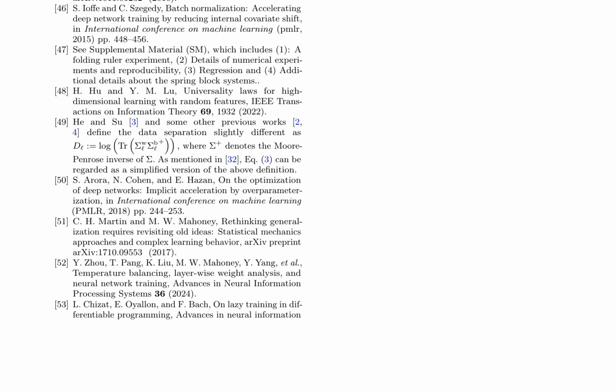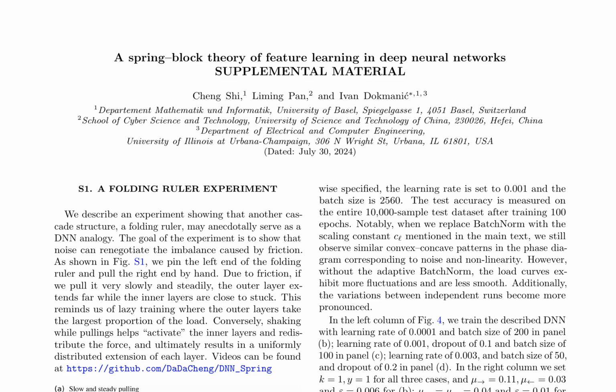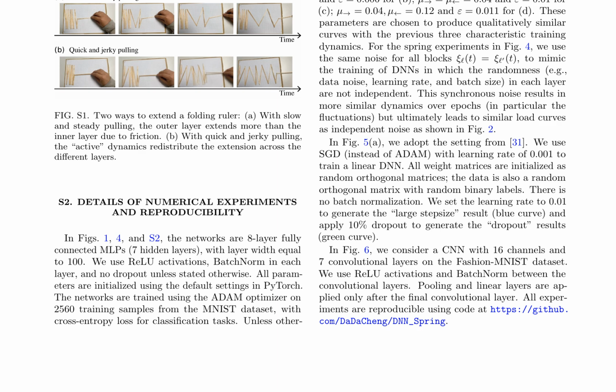This is analogous to the process of training deep neural networks, where the outer layers typically take the largest proportion of the load. The authors also discuss the role of batch normalization and its impact on the training dynamics. The numerical experiments demonstrate the effect of different parameters, such as learning rate, batch size, and dropout, on the training process. The results show that the use of adaptive batch normalization in specific parameter settings can lead to smoother and more predictable training curves. Overall, the research provides insights into the optimization landscape of deep neural networks and the role of noise in the training process.